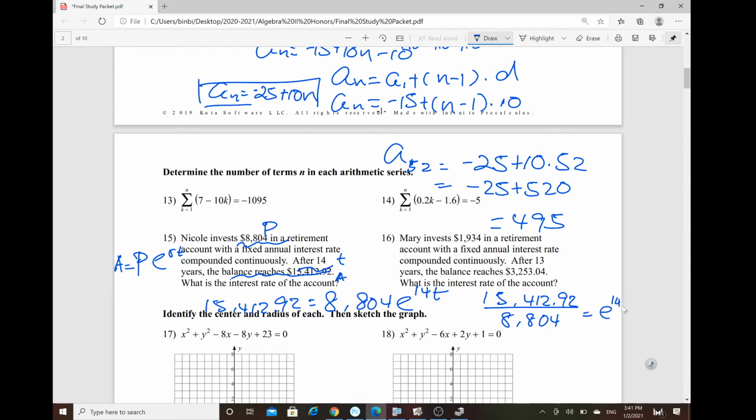And for those of you wondering, what about that base e? We can always take the natural log on both sides of the equation, because the natural log of e is just 1. So what's left here is just 14r. Again, the quantity is just the ratio of these two big numbers. And then eventually you divide that by 14, so you can solve for r.